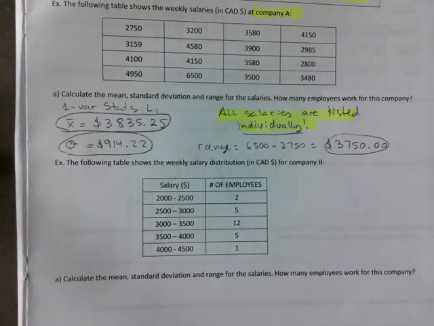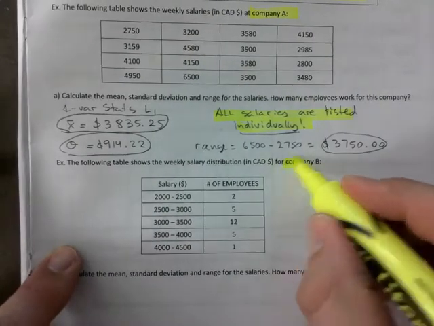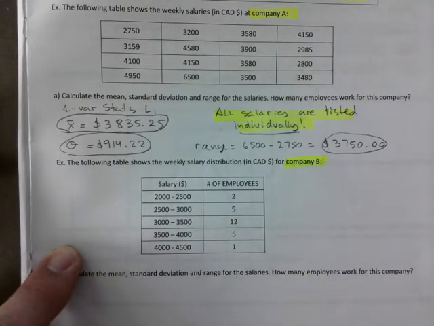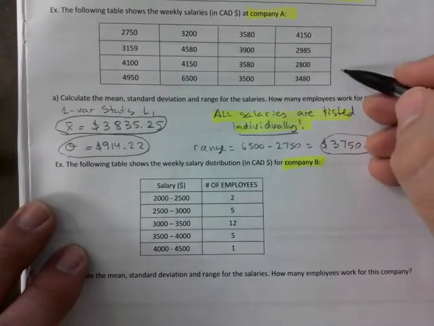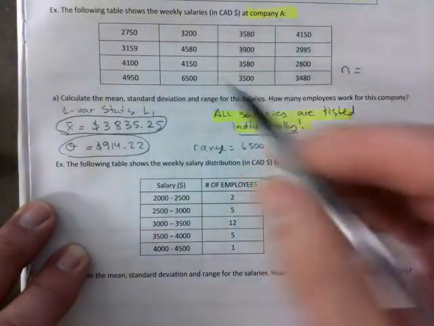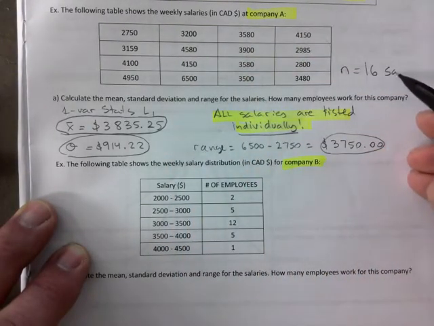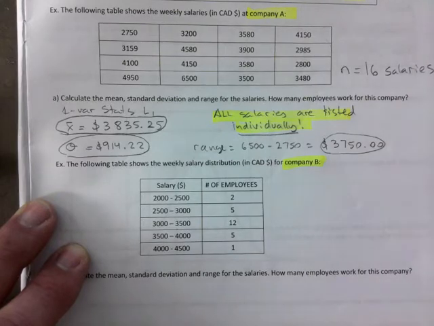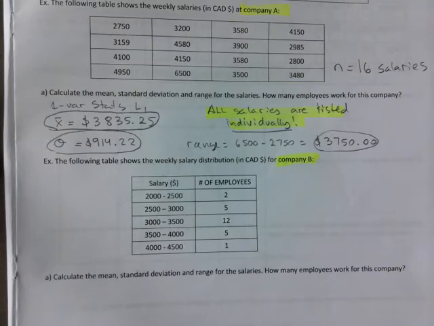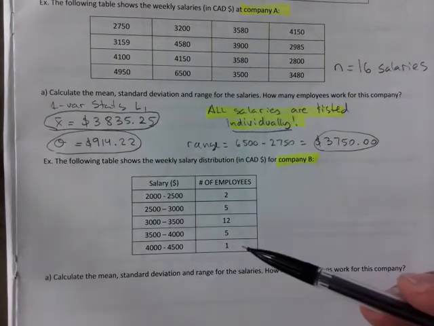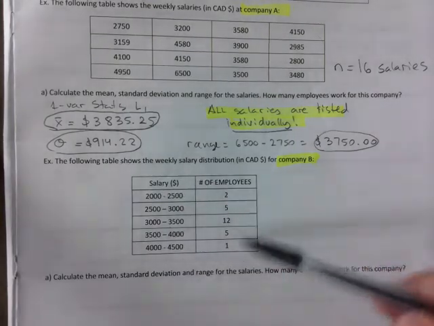But what if a different company, company B, was a bit more proactive? Let's just put down here, what would N have been for this particular company? 16 salaries, right? Or employees. For the first table, that's very obvious to us. So company B was a bit more proactive. They hired perhaps a company that organized it already.